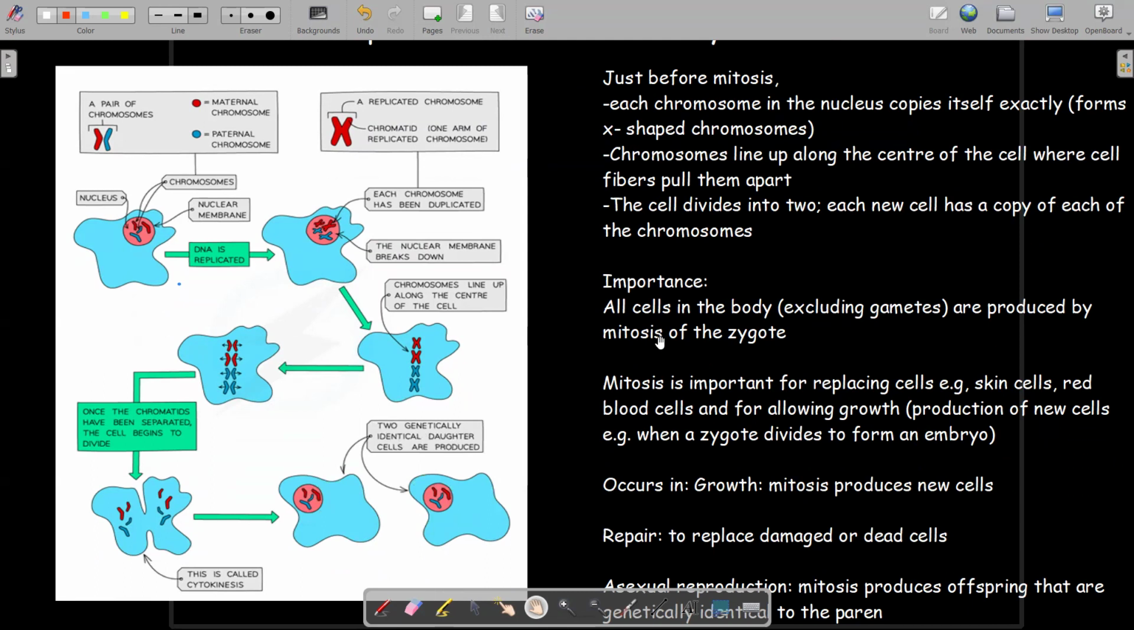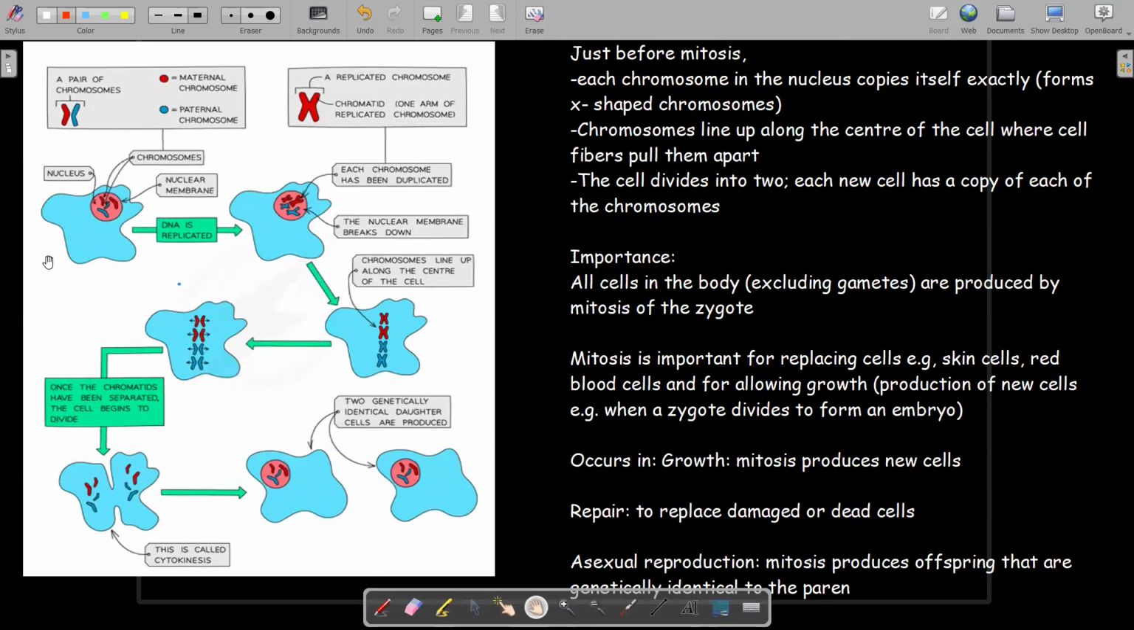Now, what is the importance of this? All body cells, or we can just call them somatic cells, except for gametes, that is the sperms and the eggs, all cells undergo mitosis, and they are important for replacing cells. For example, when skin gets grazed or burnt, how come we get new skin cells formed there? It is because of mitosis. Red cells die after a certain period, so more red cells are produced. How is that happening? Because of mitosis. And an individual grows. So mitosis produces new cells for growth and to replace damaged or dead cells.